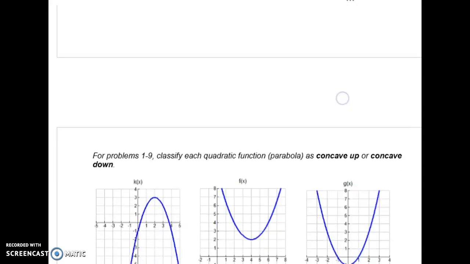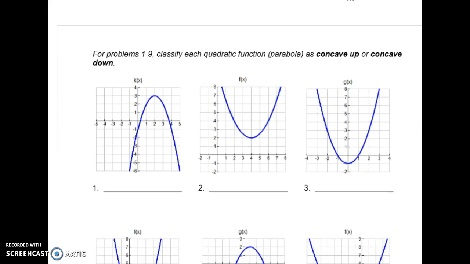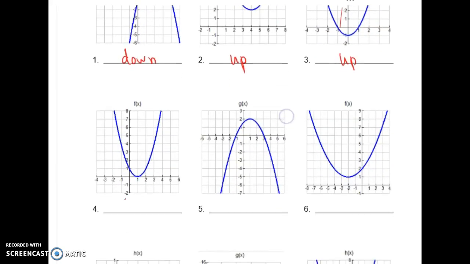So as a quick check, we'll just classify these real quick. And I'm just going to write the word up or down. I'm not going to write concave up or concave down, just to save a little bit of time. This first one here looks like it does open down, so that would be a down graph. And this one is up, and that's an up, and up, down, and I think at that point you kind of get the idea. It's basically how the graph will show.